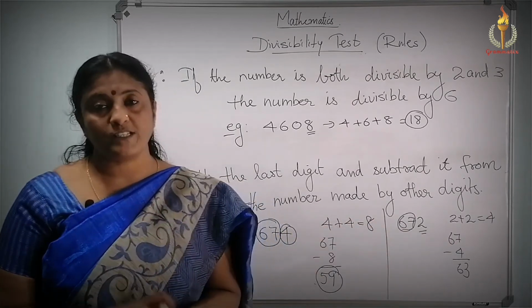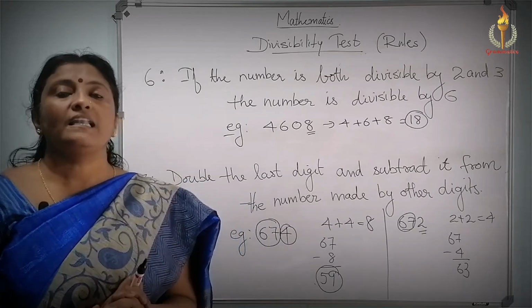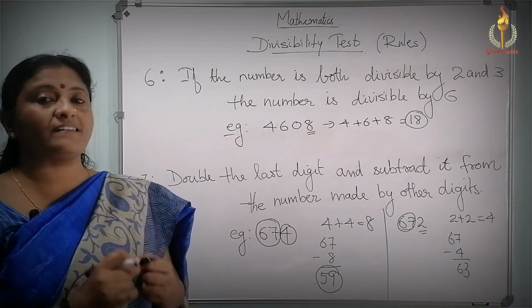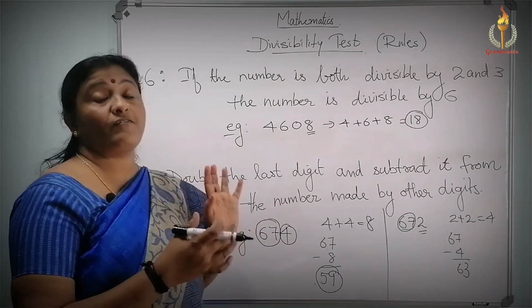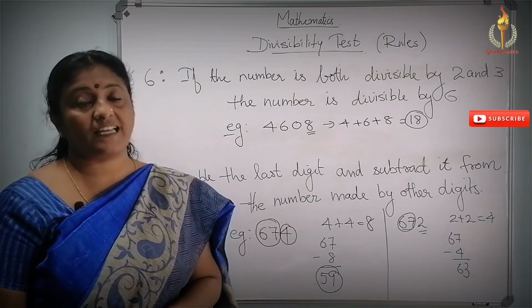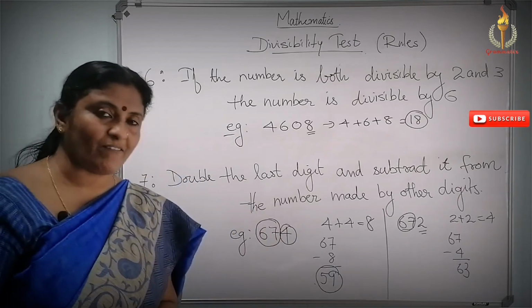So what you need to do for 7 is double the last digit, that is the units place digit, and then subtract this from the number formed by the rest of the digits. That is the divisibility test of 7.